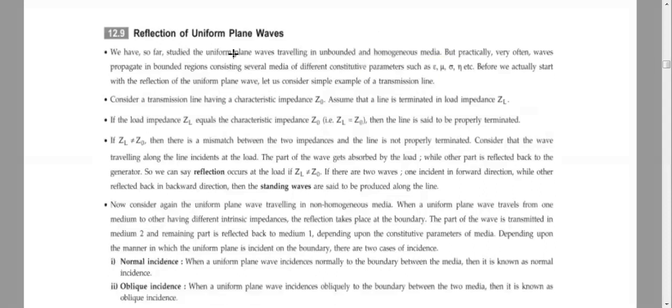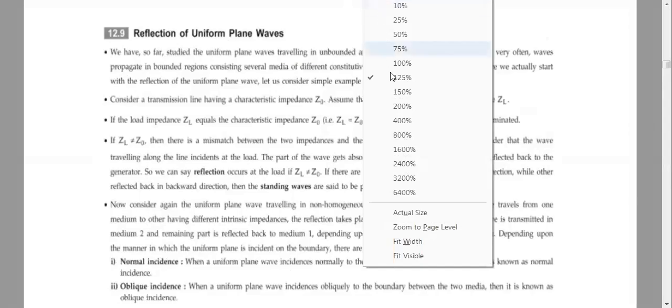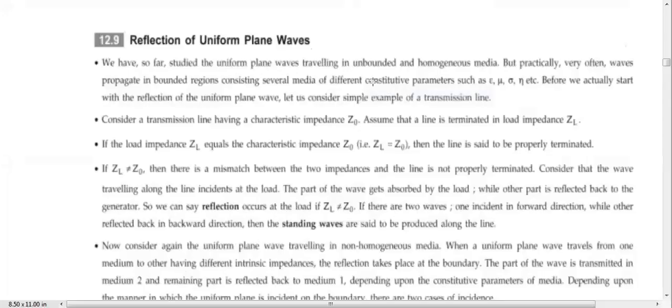So, in this, the reflection of plane waves, we have so far studied the uniform plane wave traveling in unbounded and homogeneous medium. But practically, very often, waves propagate in bounded regions consisting of several media of different constitutive parameters, such as epsilon, mu, sigma, eta, etc.